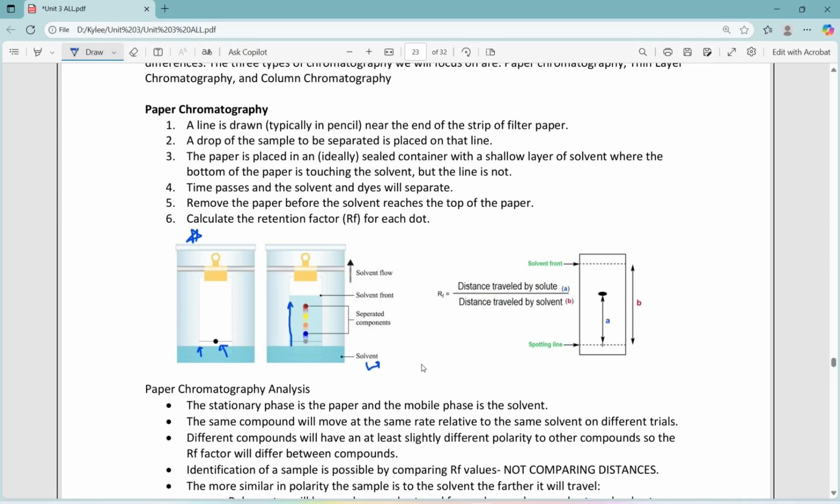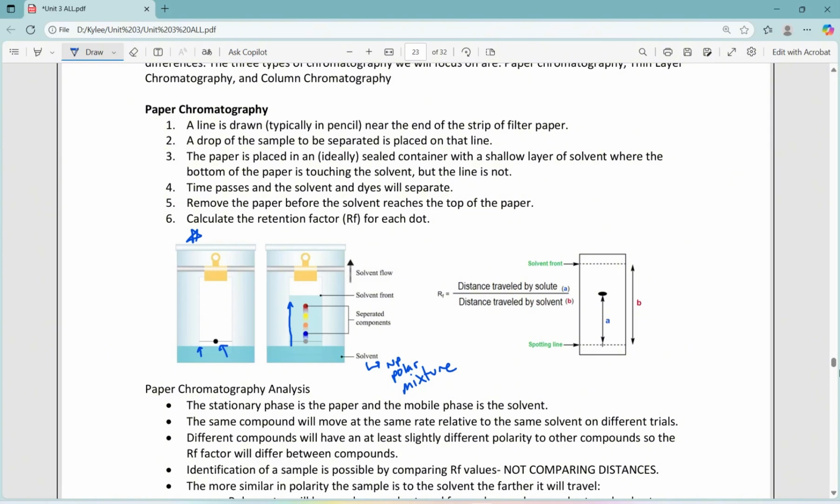I said that water is our solvent. You can also use nonpolar solvents. You can also use polar like water, or you can use a mixture between the two, and that will change how the dots separate. So the stationary phase is the paper, that's what we call the paper, and the mobile phase is whatever the solvent's made out of.